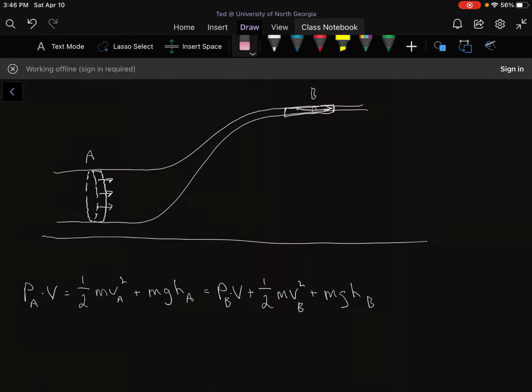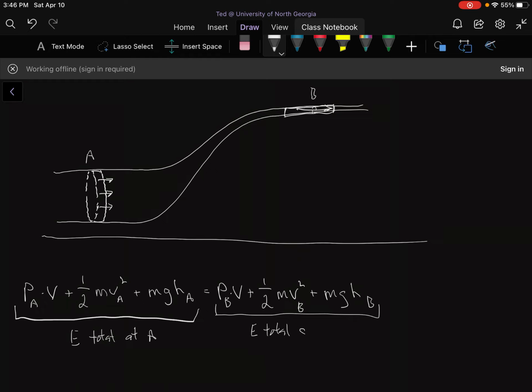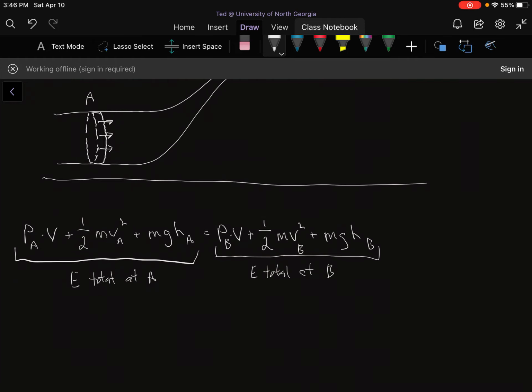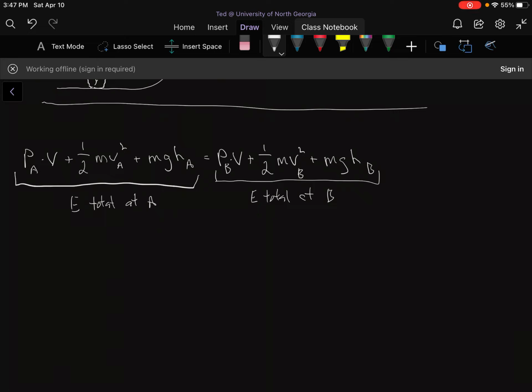So we actually have 3 kinds of energy that we need to keep track of: the pressure energy, the kinetic energy, and the gravitational energy. And if we add up the total energy at point A, and set it equal to the total energy at point B, that makes sense. They should be the same. And the reason they're the same is because there's no friction, so there's no energy lost to thermal energy or anything else.